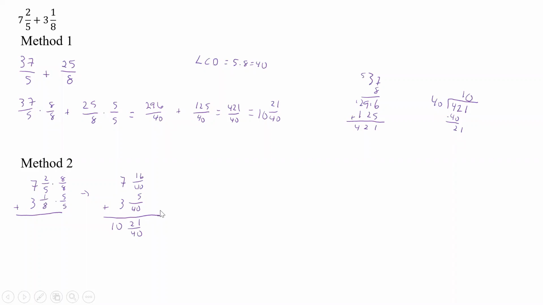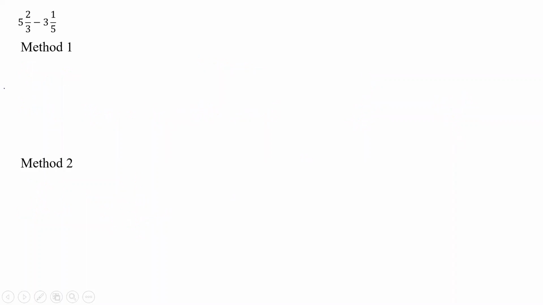So let's do this again, but let's do a subtraction this time. If we take 5 times 3, that's 15, plus 2, that's 17 over 3, minus, now we have 3 times 5 is 15, plus 1, so that's going to be 16 over 5. All right. Now our LCD is just going to be 3 times 5, which is 15.